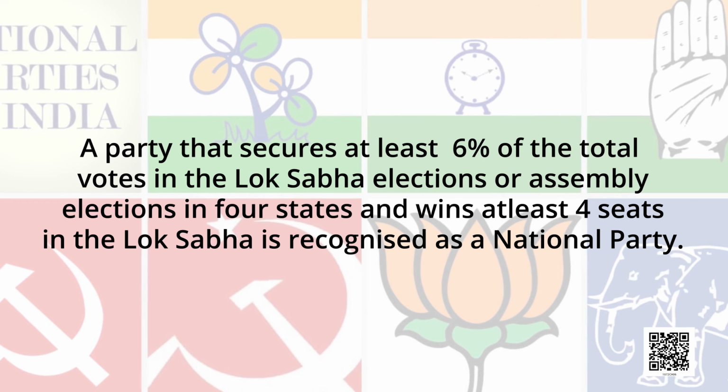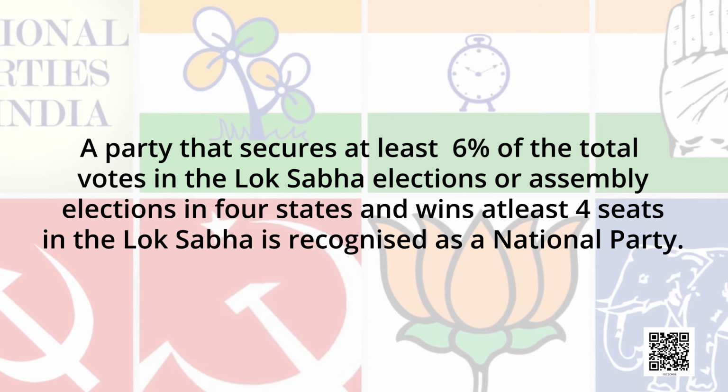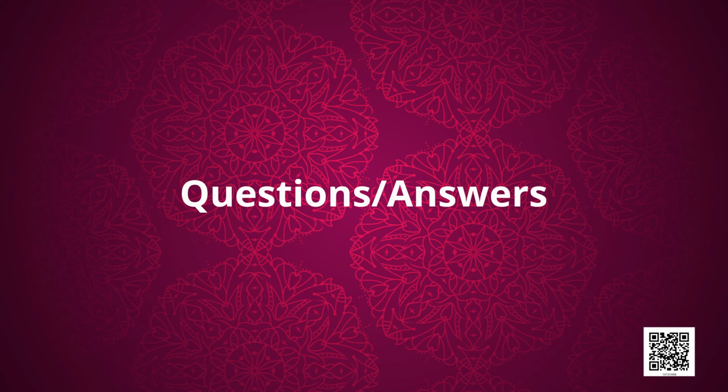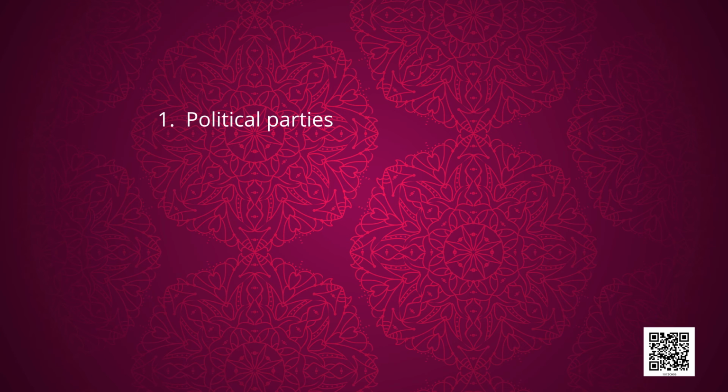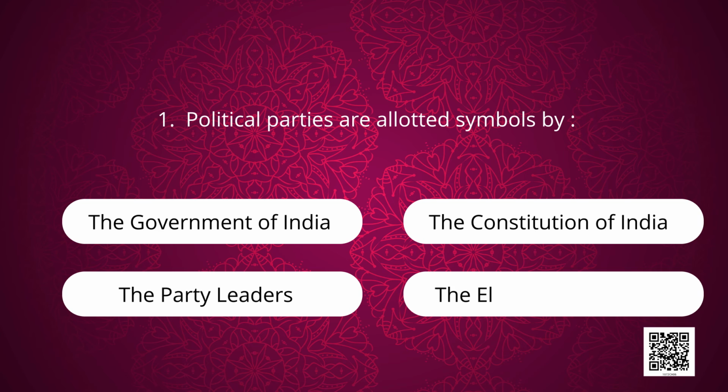So children, that was all for today. Now it's time to take up a few questions to see how much you have understood. First, we have some questions with options and you have to see which is the correct option. The first question is, political parties are allotted symbols by, and the options are the Government of India, the Constitution of India, the party leaders, or the Election Commission. And the correct option is the Election Commission.